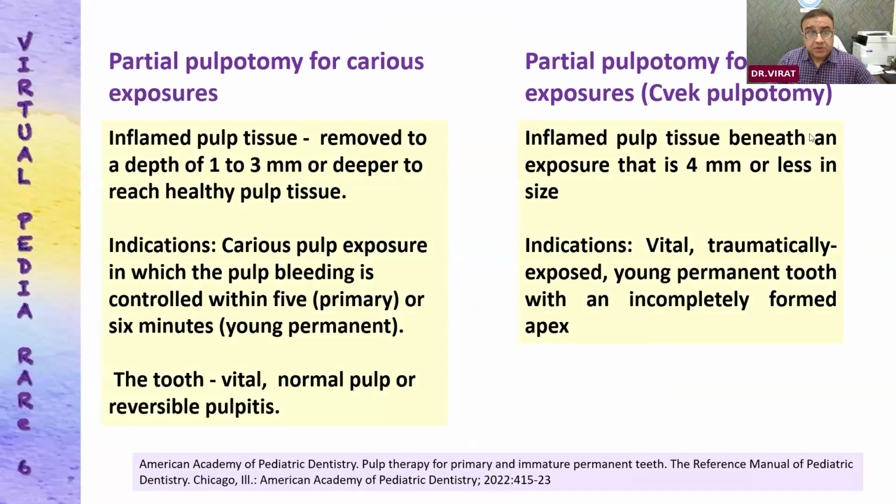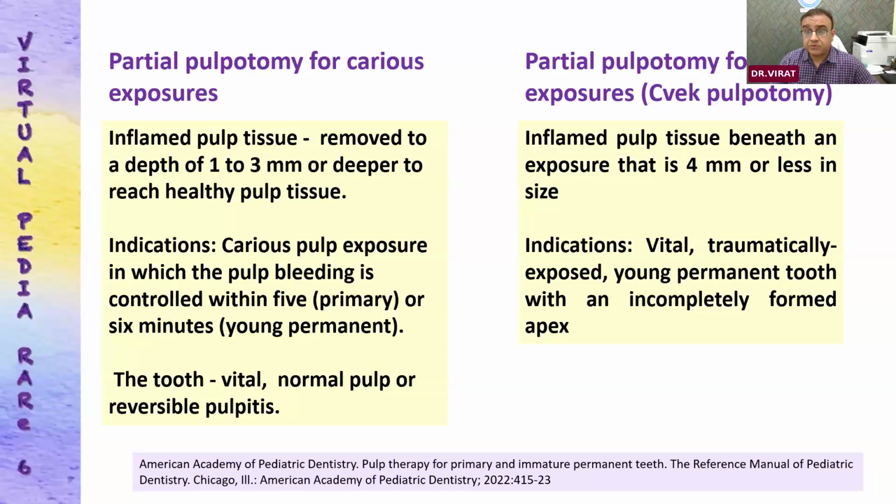First is partial pulpotomy, can be for carious exposure and for traumatic exposures. For caries exposures, the inflamed pulp tissue is to be removed to a depth of 1 to 3 millimeters or deeper to reach healthy pulp tissue. It is indicated wherein the caries pulp exposure in which the pulp bleeding is controlled within 5 minutes for primary or 6 minutes for young permanent tooth. The tooth should be vital, normal pulp, or with a reversible pulpitis.